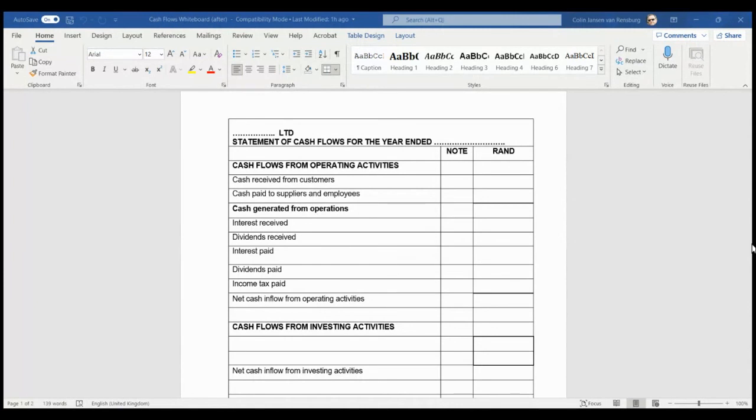If you have received interest, in other words, if on the face of your statement of cash flows, you've got interest received, which income item will that relate to? If you can just type that for me again, please. I know that we've done this earlier, but just one or two again.